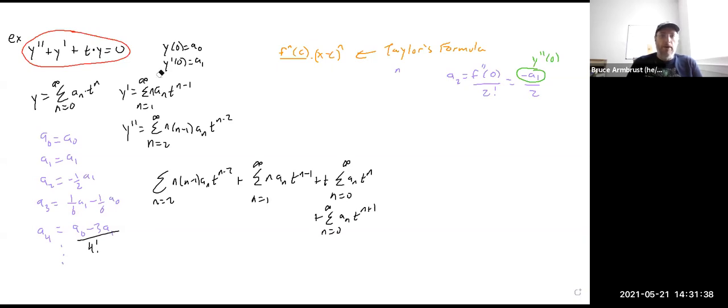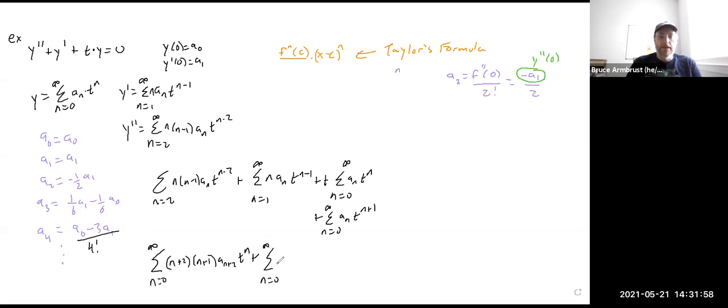So when we do that, let me just make these all n's now. This one's going to go from 0 to infinity. And we'll have n plus 2 times n plus 1 times a sub n plus 2 times 2 to the n. This one I have to shift 1, so it goes also from 0 to infinity, n plus 1 a sub n t to the n.